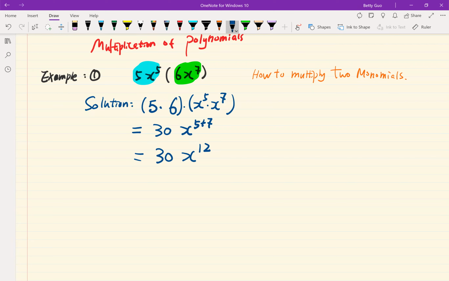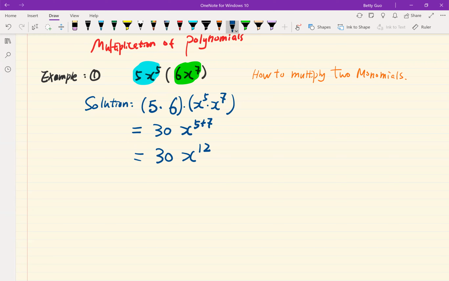Look at the result. The product of the two monomials is also a monomial, right? So when you multiply two monomials, your result should be a monomial as well. And how do you get this monomial? You multiply the two monomials' corresponding parts. Coefficient times coefficient. Variable part times variable part, and that's it.